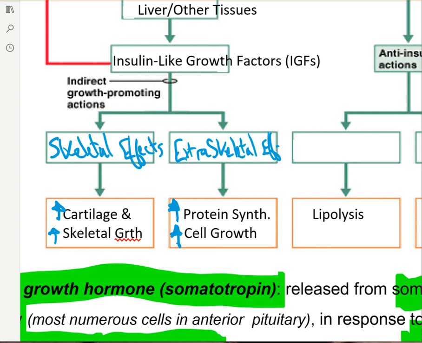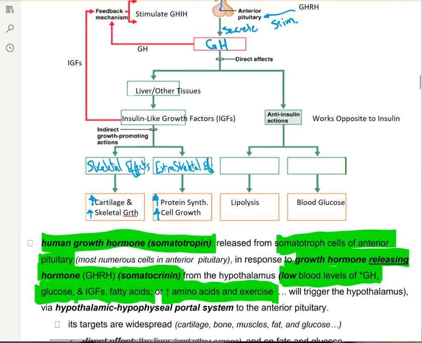So we are going to affect the skeleton directly with cartilage and skeletal growth. We're going to affect other tissues extraskeletally, outside of the skeleton, to make more proteins and to increase cell growth. Now it might make sense why a lot of amino acids in our blood would increase growth hormone being released. Because if we have a lot of amino acids, that means we can make a lot of proteins. And so if we have a lot of the building blocks there, we might want to produce a lot of proteins with those amino acids. Okay, now that's one side. The liver and other tissues, mainly the liver, but other tissues can do this too.